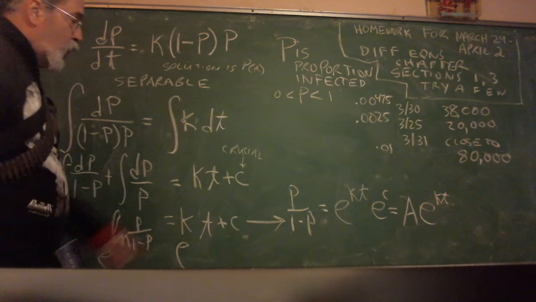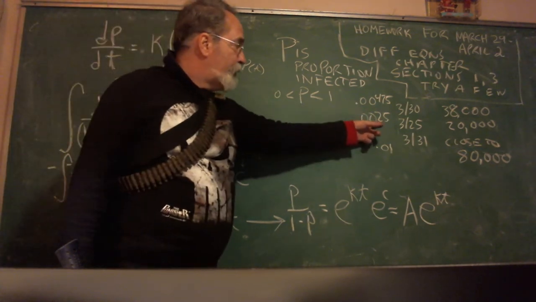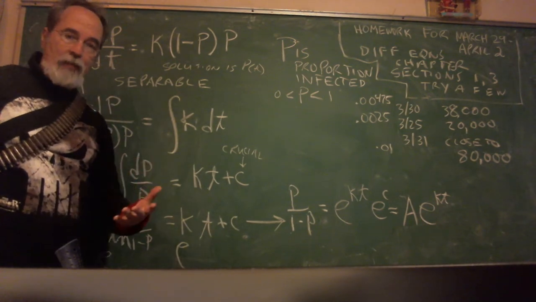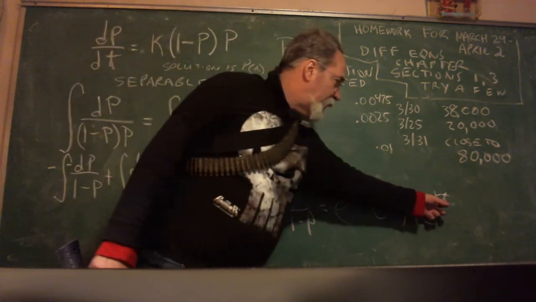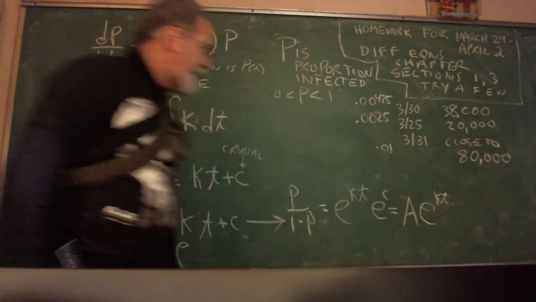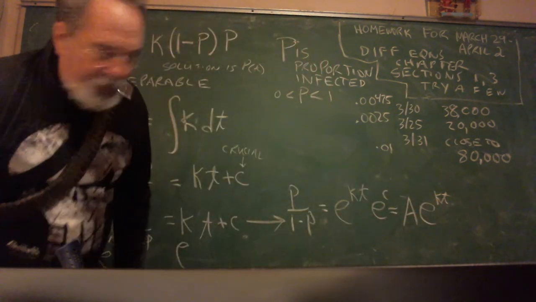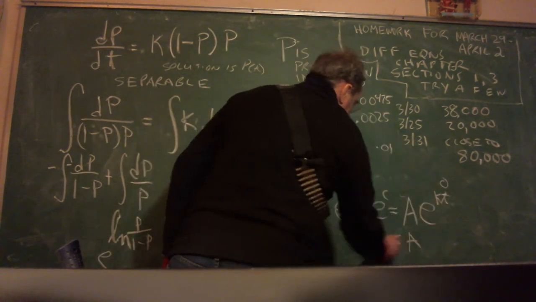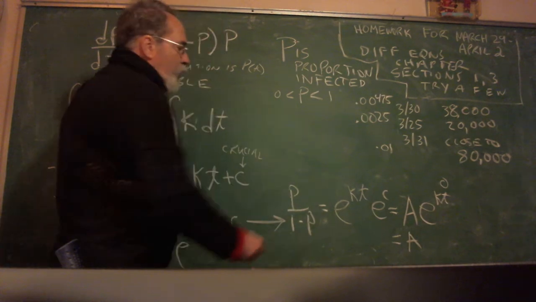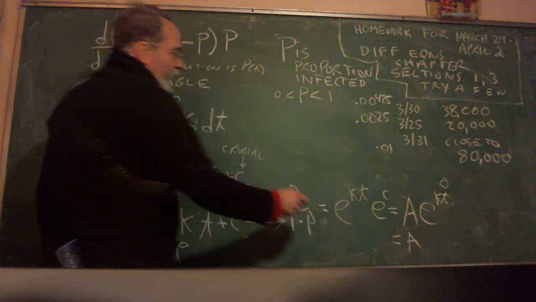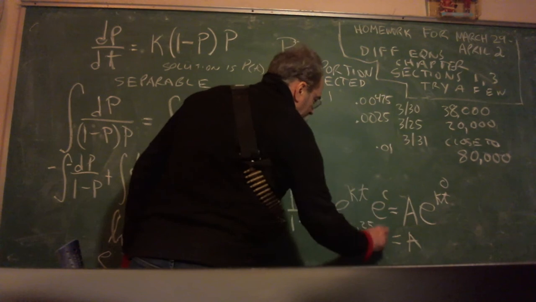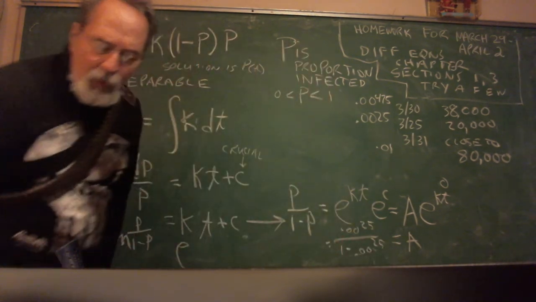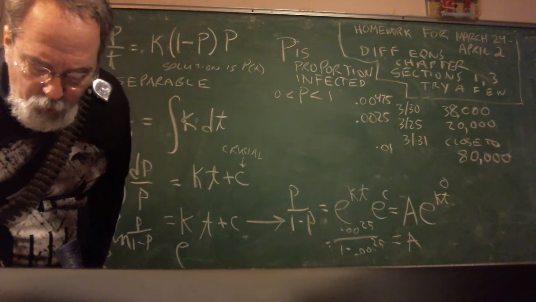So there's our proportions. You can pop the 0.0025 in, and what I would do is I would call 3/25, March 25th, t equals 0, because then you put in a 0 for that t right there. e to the 0 is 1, and I get A equals, I did the math, this thing here, 0.0025 over 1 minus 0.0025, which comes out to be, I've got the number here, 0.00251.